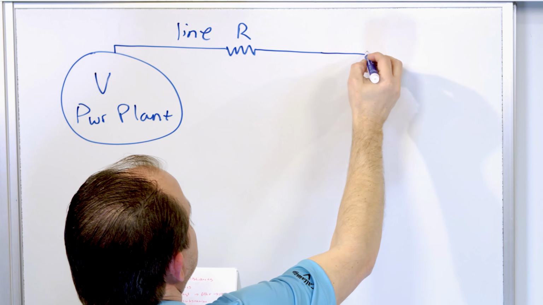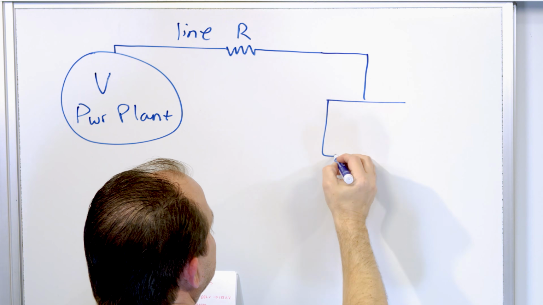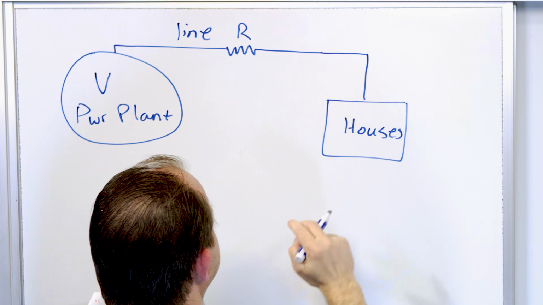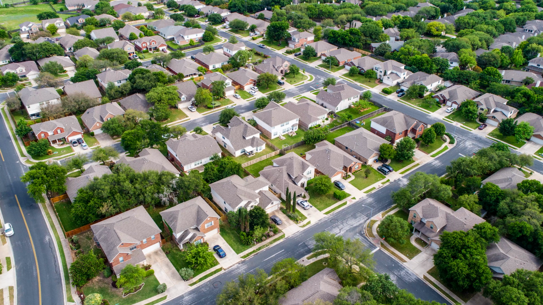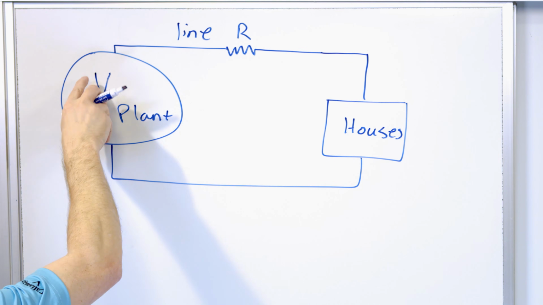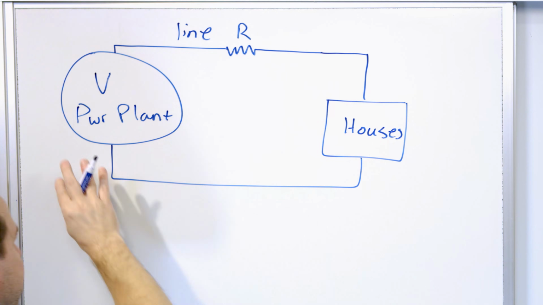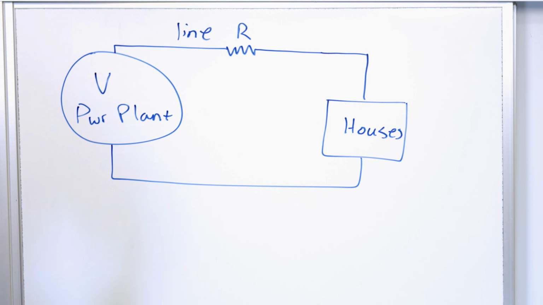And then once it gets to some houses or a substation and then some houses, you have some houses over here. It could be like 50 houses or 100 houses or 1,000 houses or whatever. But it's going from a power plant through a transmission line into a neighborhood, into a bunch of houses, and then back to the power plant again.